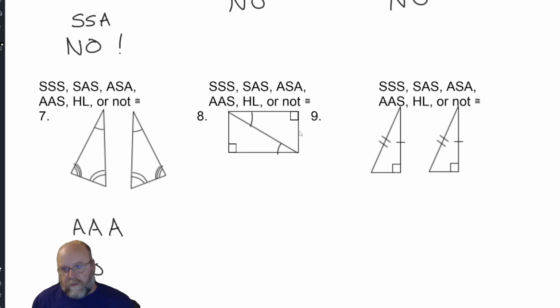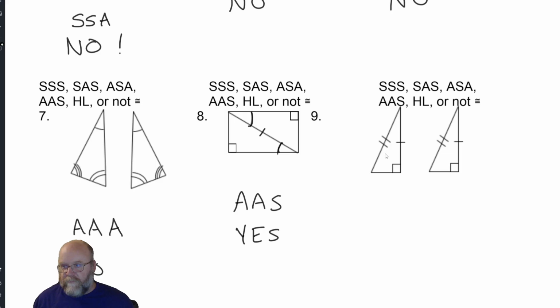Okay, what do we have here? Ooh, I got a right angle. Maybe we should look for a hypotenuse leg. But we got this, that's another angle. So right angles are congruent. This angle's congruent. We got a shared side. Angle, angle, side. Angle, angle, side. Yeah. That is the theorem. That is a theorem, and it is true as well.